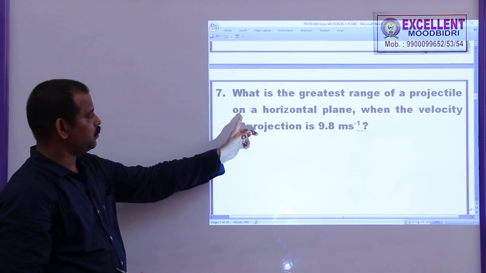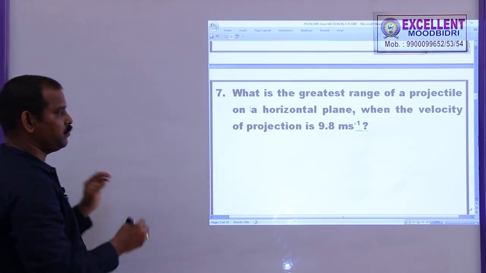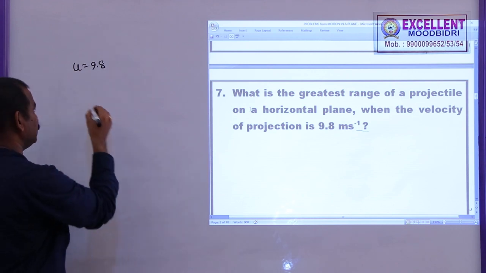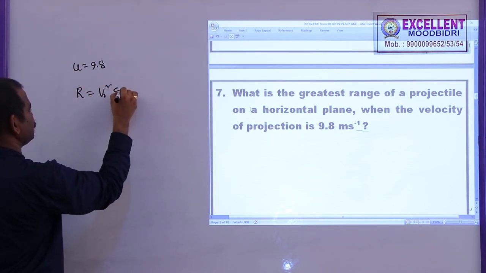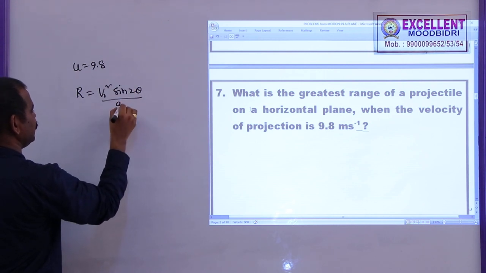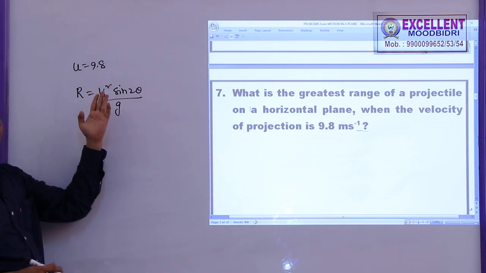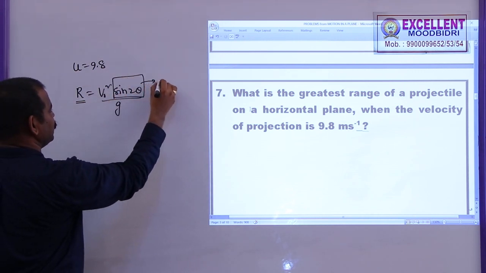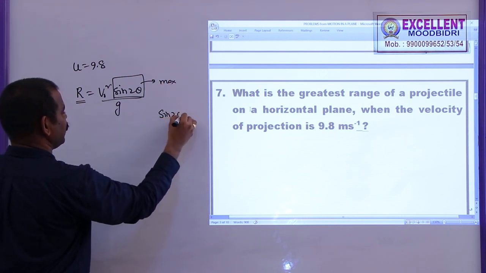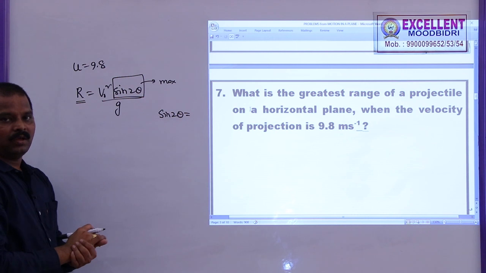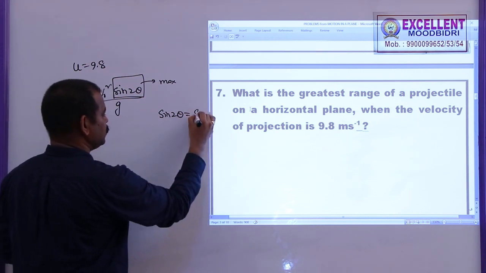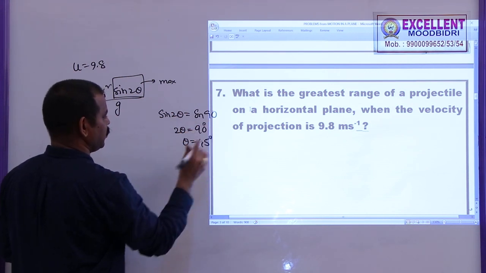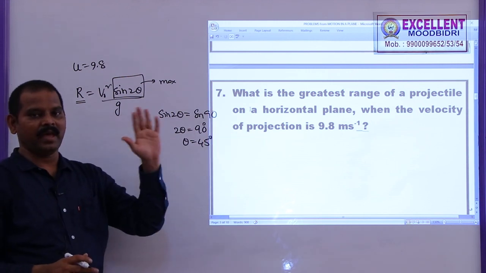What is the greatest range of projectile on a horizontal plane when the velocity of projection is 9.8? Velocity of projection 9.8. They are asking us to find out the greatest range. Range is equal to v0 square sine 2 theta by g. Remember, you can write this as v0 or u square. But if the range is maximum, this value must be maximum. So for this to become maximum, the maximum value of sine in the sine table is 1 only. When theta is equal to 90, sin 90 is 1. So 2 theta is equal to 90 and theta is equal to 45. So the range is maximum when the angle of projection is 45.